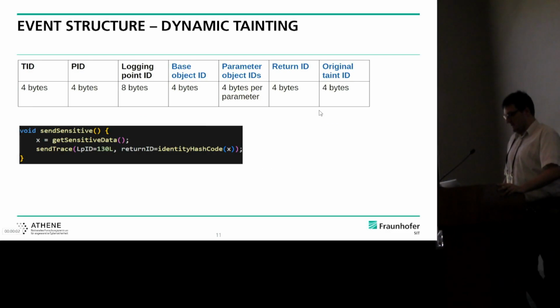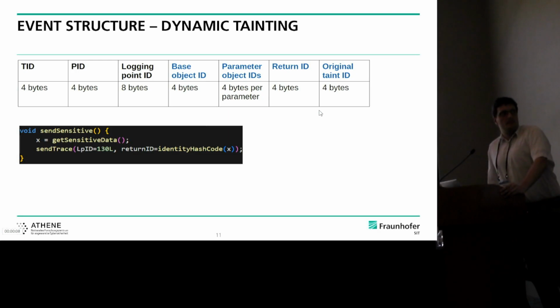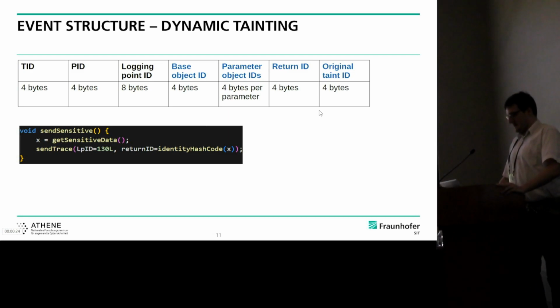For taint tracking, we do something which is a little bit easy. We track our objects based on their identity hash code. The identity hash code is an integer value generated by the virtual machine, which should be rather unique for each object, but they may collide at some point. But we use them to distinguish different objects from each other.